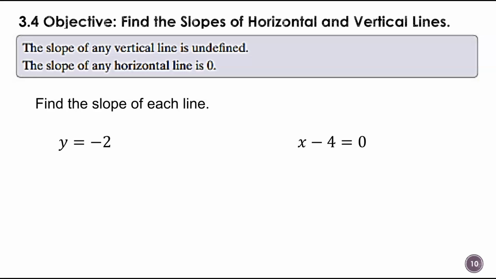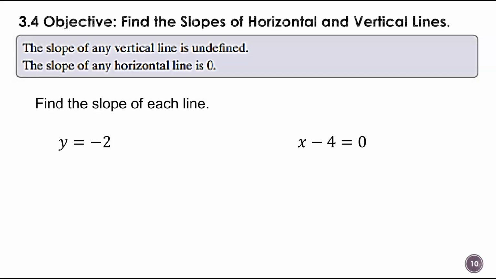So on this part, we're going to find the slopes of horizontal and vertical lines. Notice it says the slope of any vertical line is undefined. The slope of any horizontal line is 0. We've actually talked about this just in this lesson even.